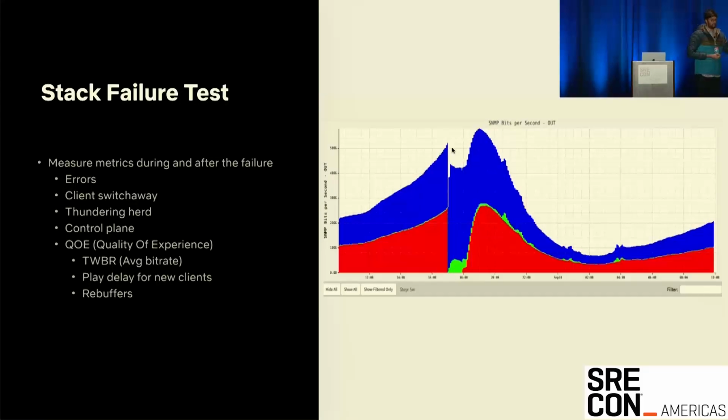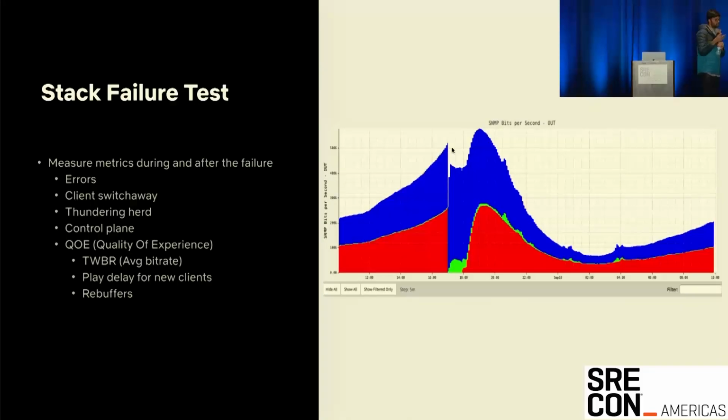Play delay, again: when you click play, can you show the first frame as soon as possible? If you're waiting 10, 12 seconds for a movie to start, that's probably not a good experience. Rebuffers are the one that we all dread, where you're in the middle of the show and all of a sudden you see the spinning wheel. We don't want to give that, and we want rebuffers to be as low as possible. So these are the high-level things that we look at when we run these tests.